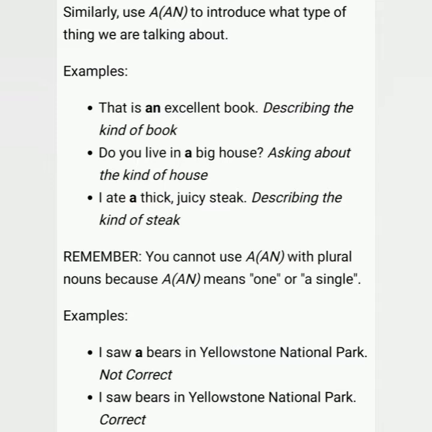So remember, you cannot use a or an with plural nouns because a or an means one, or a single. Example: "I saw a bears in Yellowstone National Park." This is not correct because bears is plural. So we should omit using any article here. "I saw bears in Yellowstone National Park." This is the correct answer. Here we should omit anything, that is a and the, everything we have to omit in front of plural.